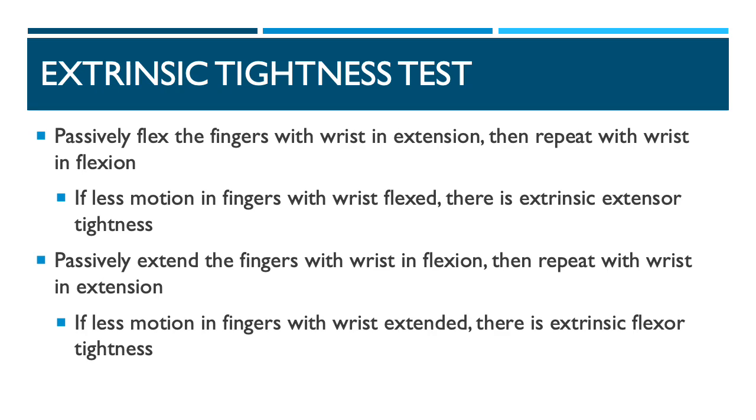To test for extrinsic flexor tightness, extend the fingers with the wrist first in flexion, then repeat with the wrist in extension. If there's less motion with the fingers and wrist extended, there's extrinsic flexor tightness.